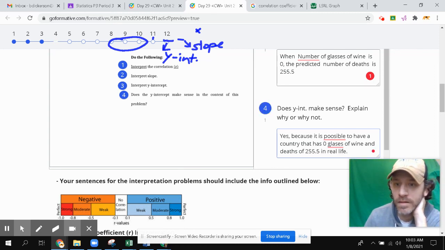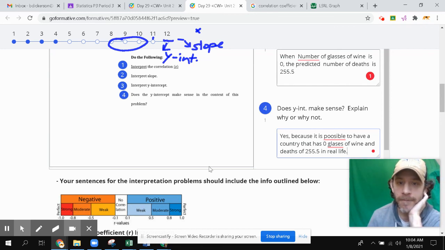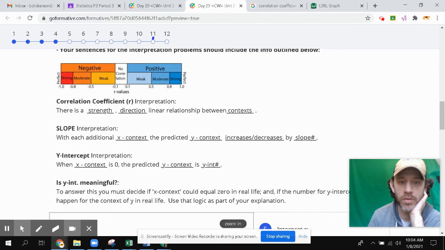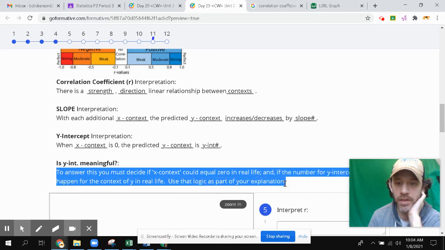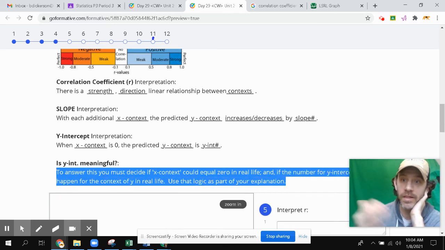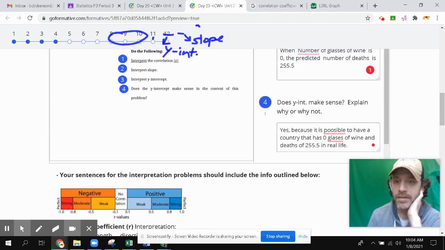Okay. So when you do this problem, you can always reference, and I've pasted this in multiple places in this worksheet, this question here. To answer this, you must think about, can the x be 0, and can the number for the y-intercept actually happen in real life? Okay, so use that, all right, and practice the other 2 sets of problems all the way to number 12. Good luck.